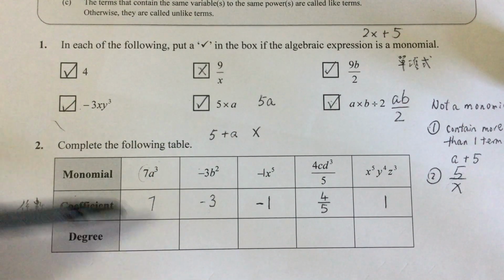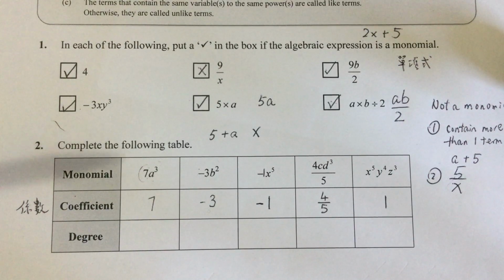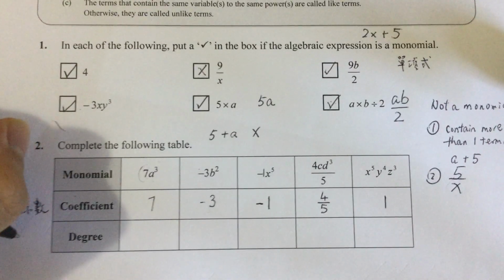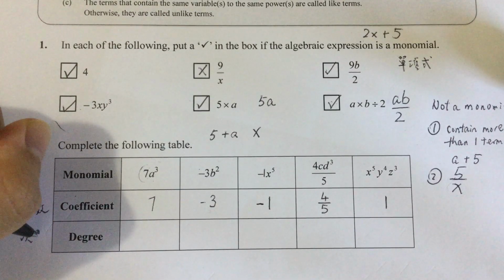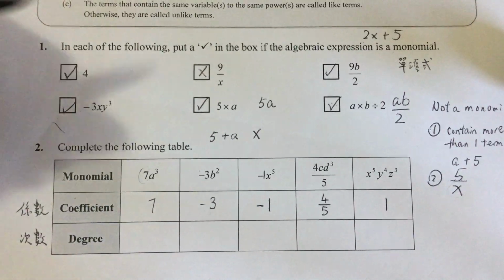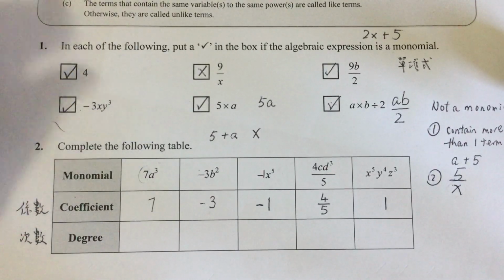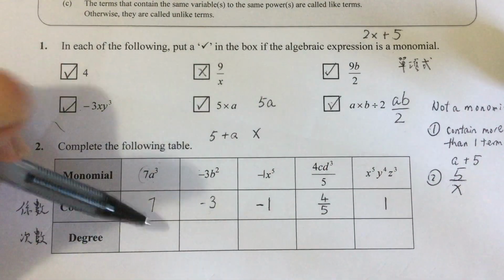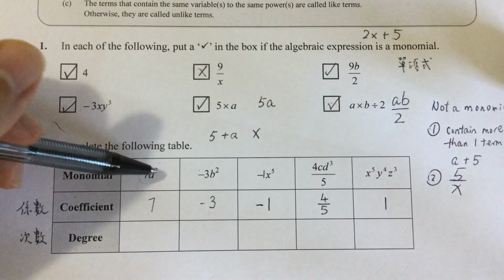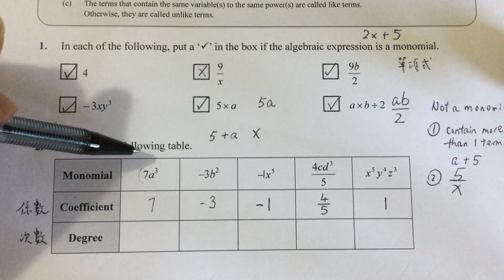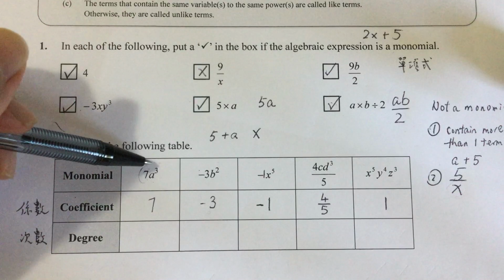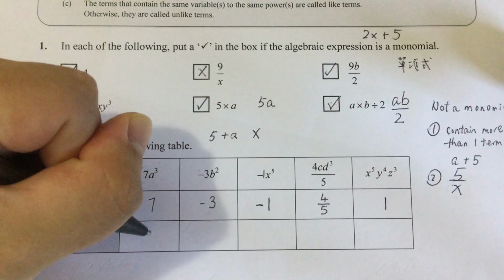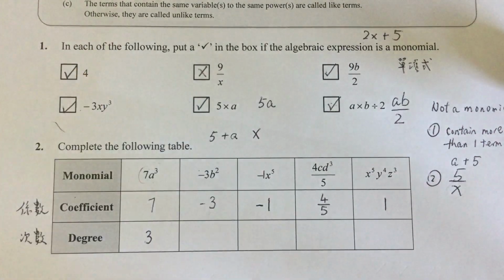Okay, now we will go to the degree. So what is the degree about? Degree in Chinese is called 次数. That means the index numbers added together. We add all the indices together for one monomial. For example, easy, I will do the first one and the last one. The first one is a with the power 3. So the index for this monomial is 3. So that means the answer for degree is 3.